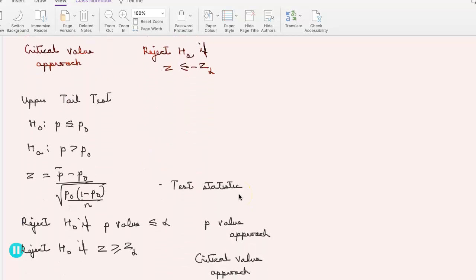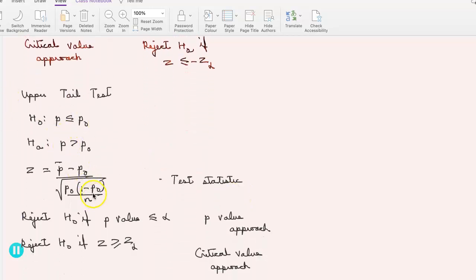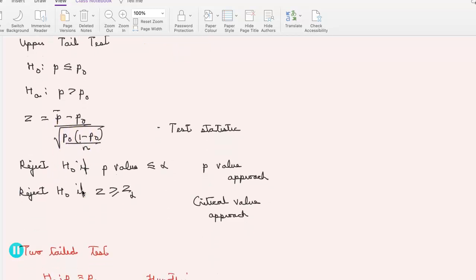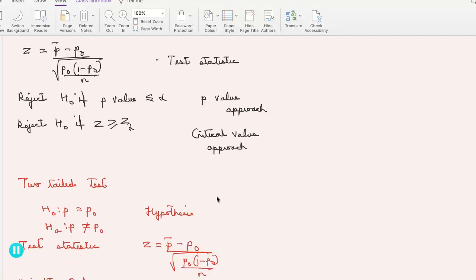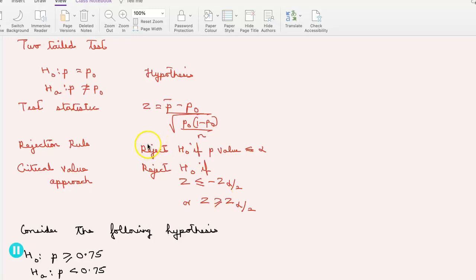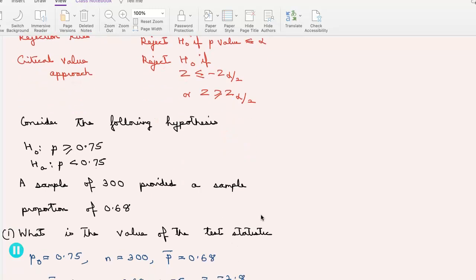For an upper tail test, z is the same, we reject H naught if p-value is less than or equal to alpha and reject H naught if z is greater than or equal to z alpha. That is the critical value approach. You need to remember these. For a two-tailed test, the test statistic remains the same. We reject H naught if p-value is less than or equal to alpha, and critical value approach will be reject H naught if z is less than or equal to minus z alpha by 2 or z is greater than or equal to z alpha by 2.